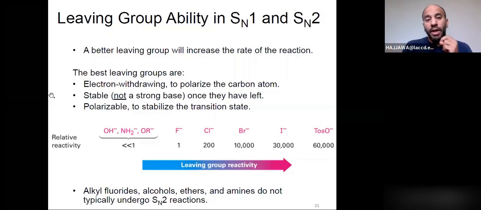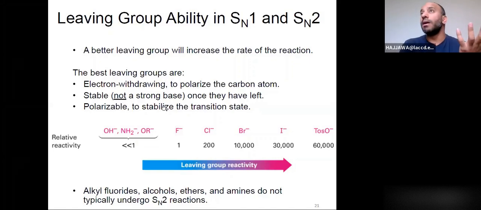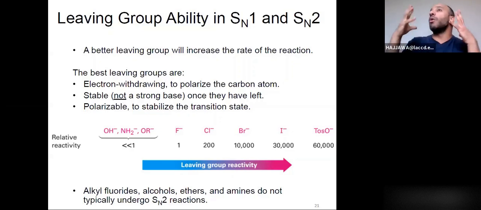Second, it should be stable as a weak base. So the weaker it is as a base, the better it is as a leaving group. And these are the 2 main factors actually: polarizability and basicity. The more polarizable the group, the faster it is, or the better it is as a leaving group. And the basicity, the weaker it is as a base, the better it is as a leaving group.